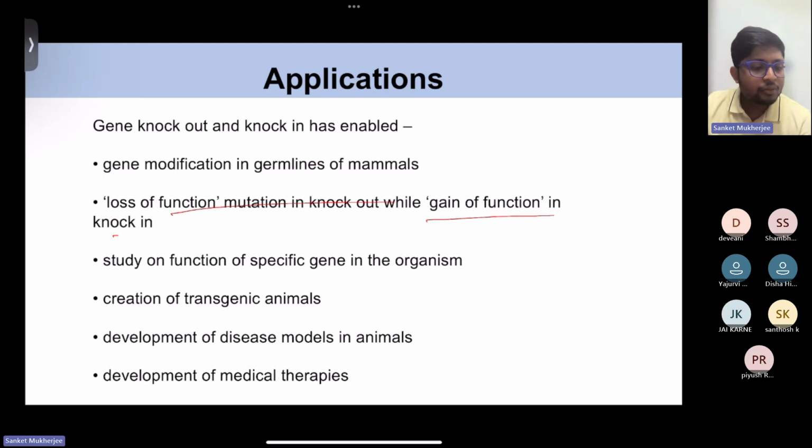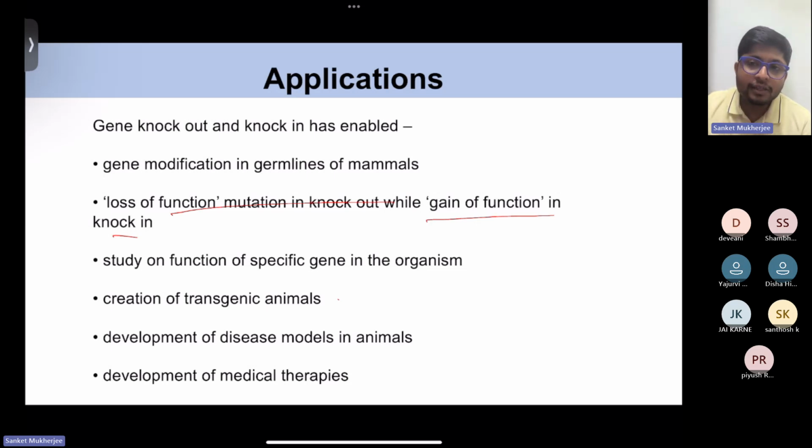In humans there are so many genes that encode for particular proteins, but for all genes, how do we find out what is the role of this gene, whether in case of development, disease progression, or homeostasis? So to study the function of any specific gene, we can knock out that gene or knock in that gene to see what is the role of that gene in that organism. Transgenic animals are created using gene knockout or knock-ins.